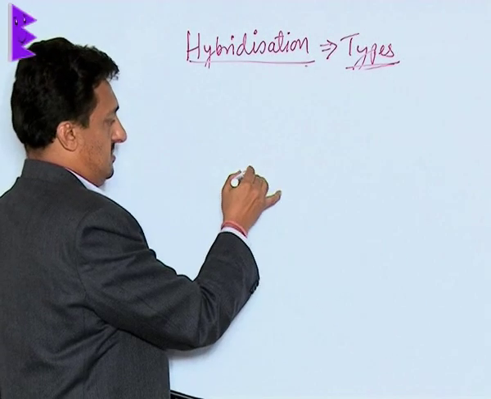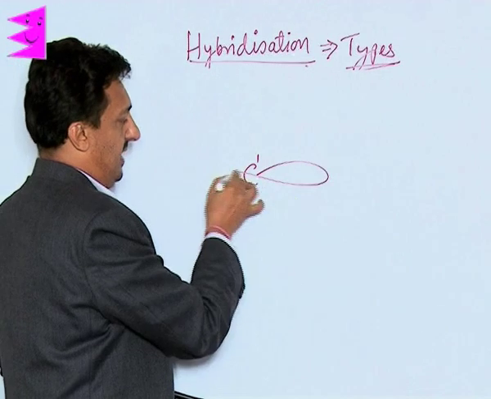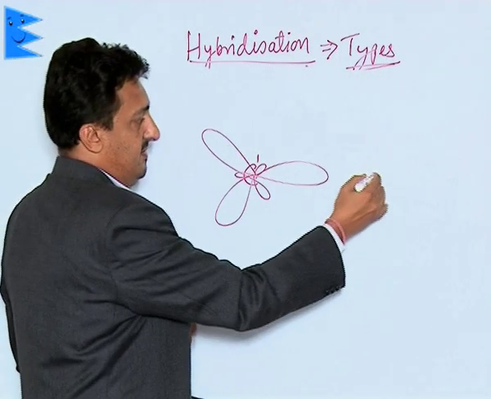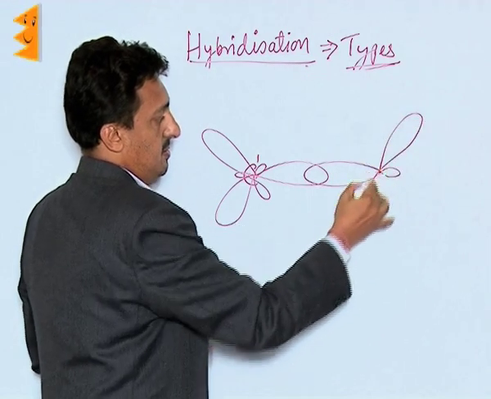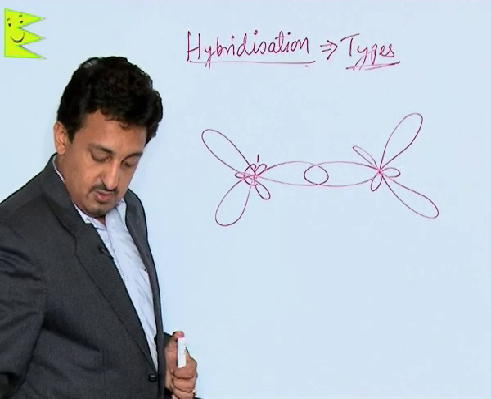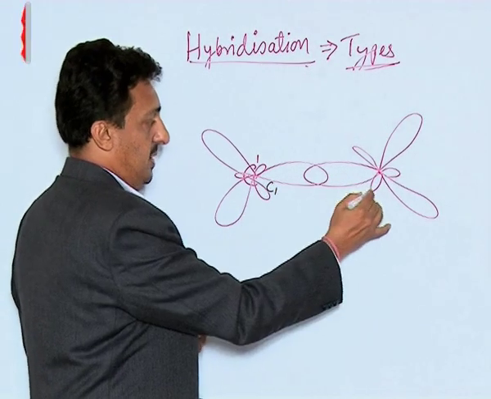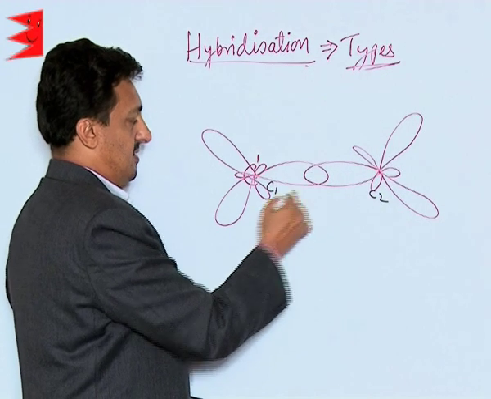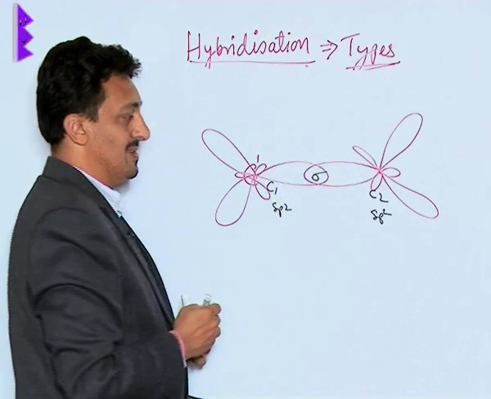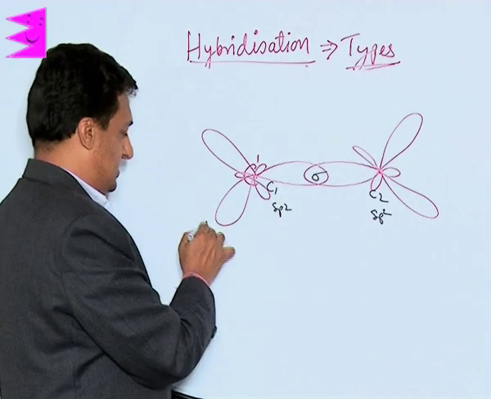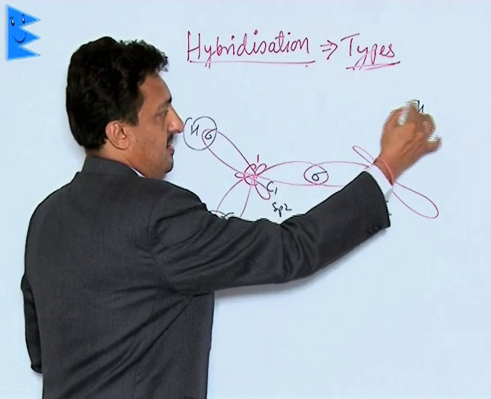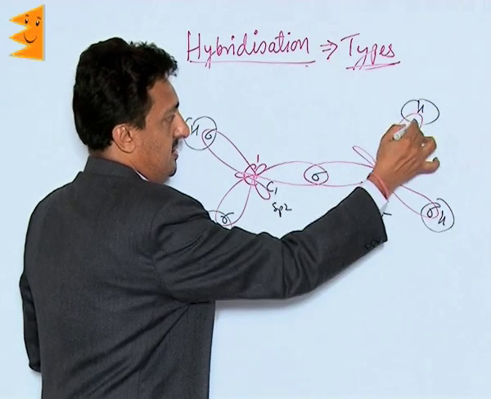The C1 is sp2 hybridized. So it's like this. The C2 is also sp2. So we can show it like this. This is your C1, this is your C2. Both are sp2 hybridized. This is a normal sigma bond. Now what happens is, from here the hydrogens are overlapping these hybridized orbitals like this and forming sigma bonds.